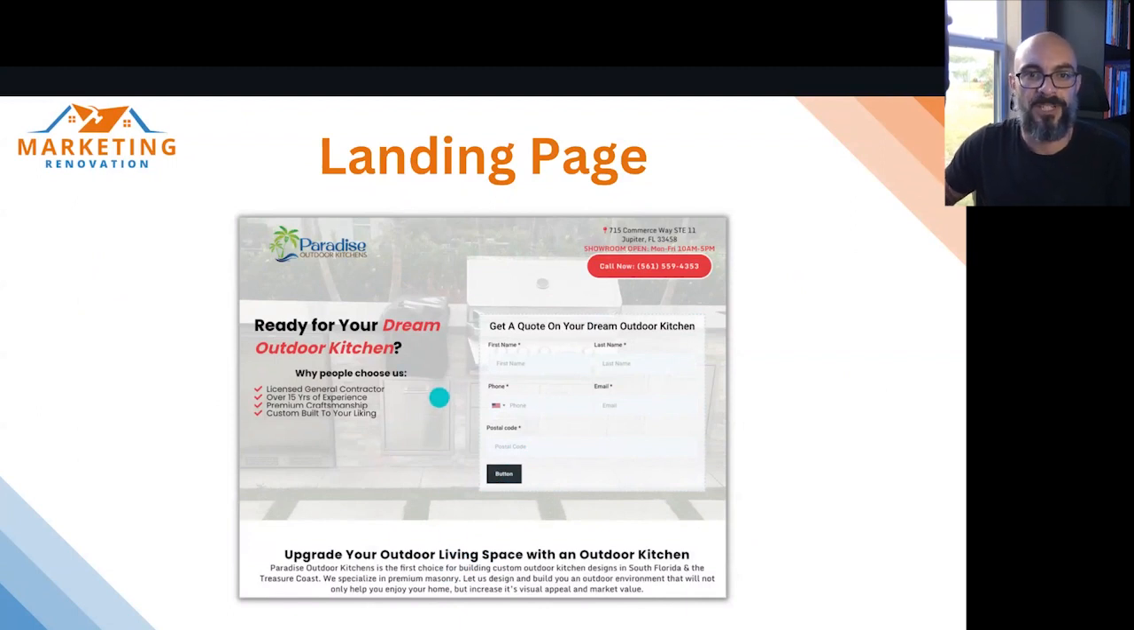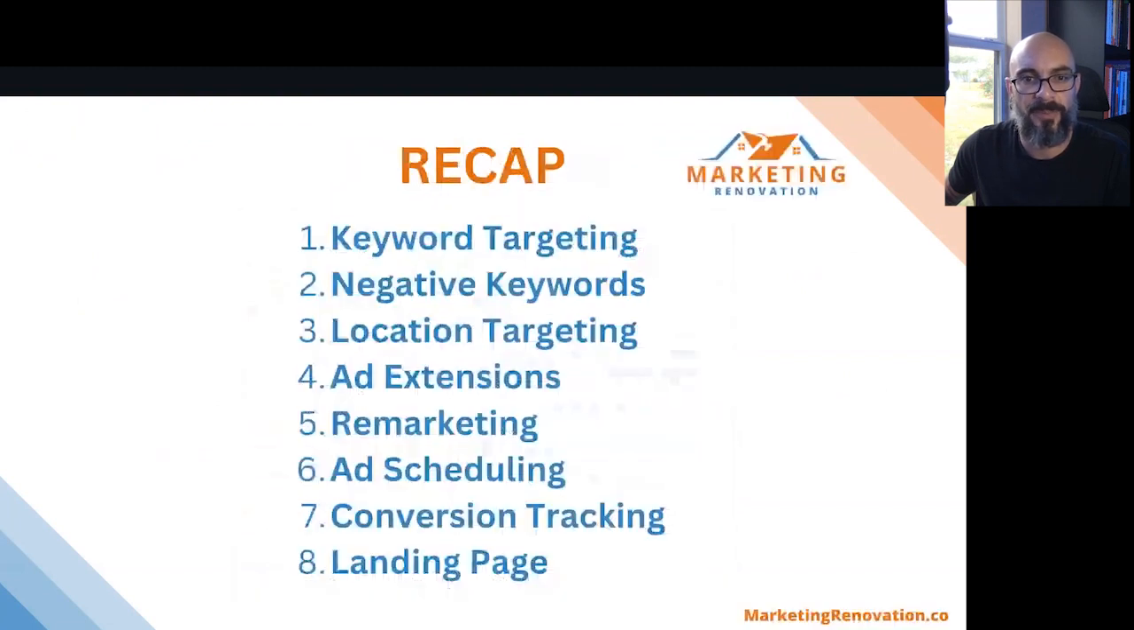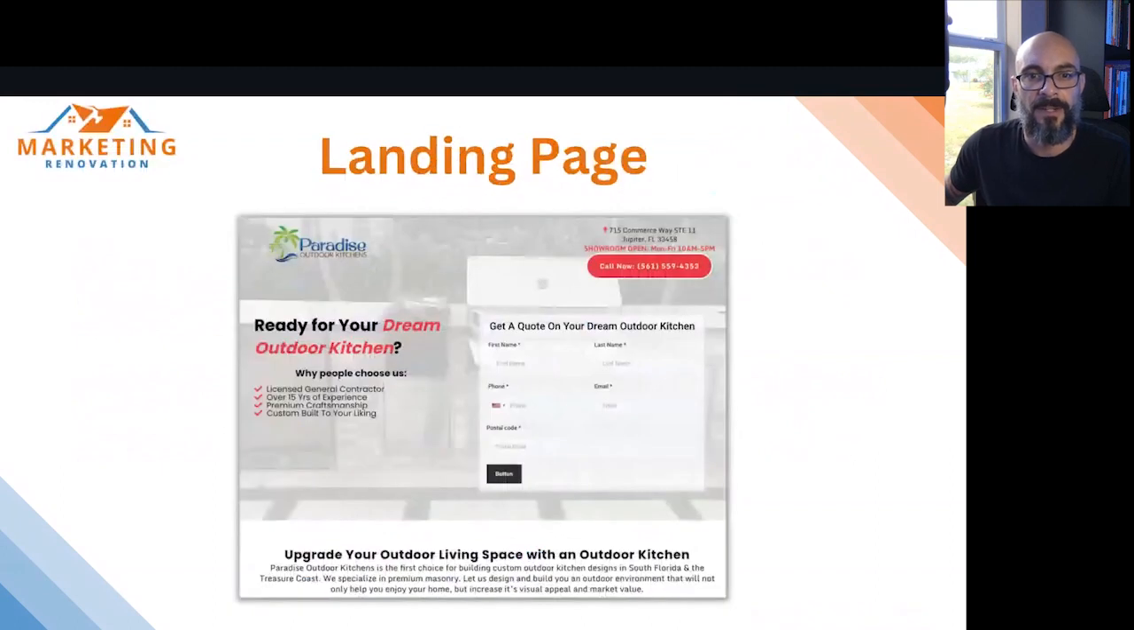So here's an example of one for an outdoor kitchen company. And on here, you'll see there's no other links. It's simply you either call or you submit the form. And then if you scroll down, there's some more pictures and before and after stuff. But just quick, easy landing page there.